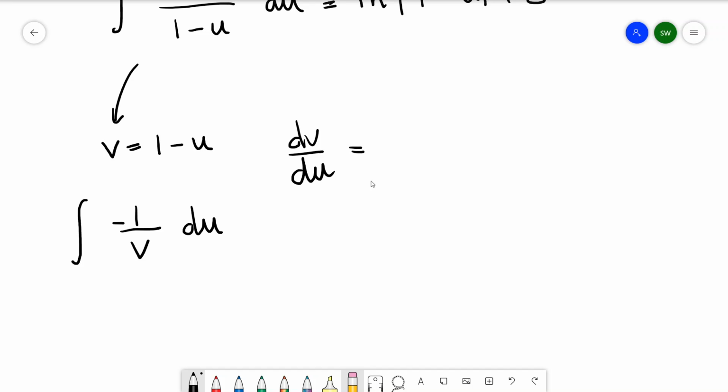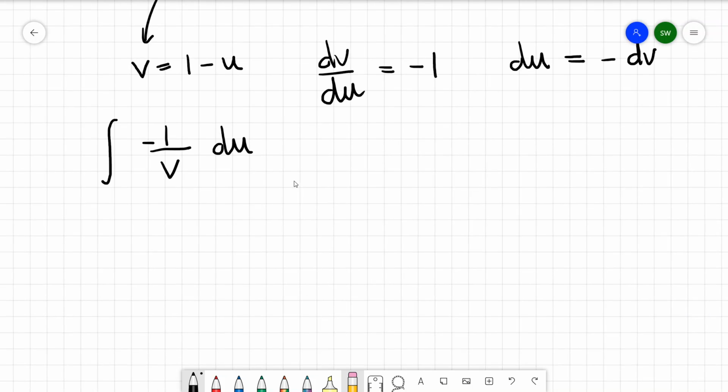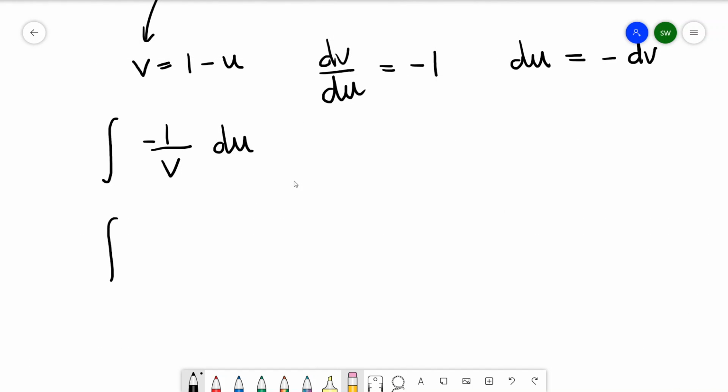So if we differentiate v with respect to u, we're going to get minus 1. So if we rearrange this to get du the subject, because remember we want to replace du with something to do with dv, we're going to get du is equal to minus dv. So we could simplify this integral as minus 1 over v and then replace du with minus dv.